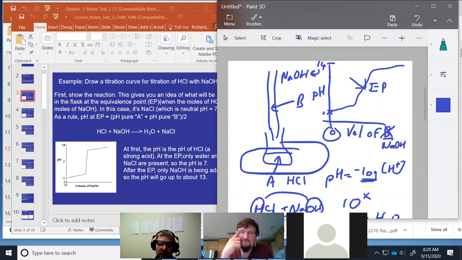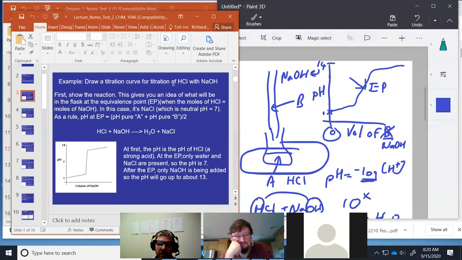So 13 plus 1 divided by 2 is 7. But 14 is fine as well. The point is that it's going to be the midpoint of where we start and where we finish. And we can always tell that because we always know what we're starting with. It's a strong acid, and we know we're finishing with a strong base. So we know that that's a pH of 1, that's a pH of 14, and the average of those two, or the midpoint, is going to be 7.